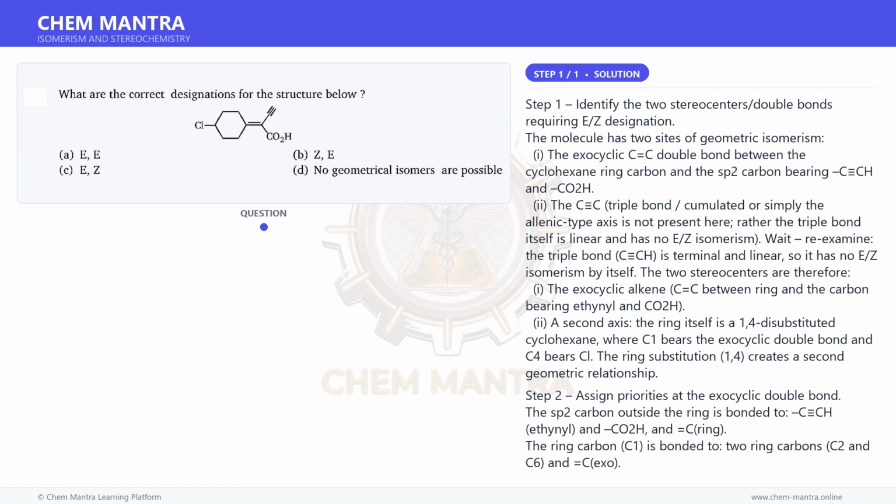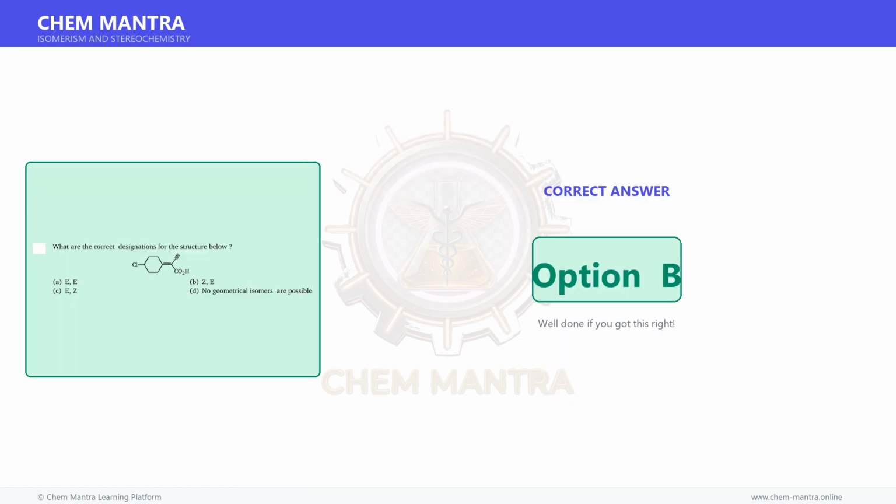Why other options fail? A. E, E: incorrect assignment of the first center. C. E, Z: reverses both assignments. D. Geometrical isomers are possible, since both the exocyclic double bond and the 1,4-disubstituted ring create restricted rotation and geometric relationships. Therefore, the correct answer is B. Therefore, the correct answer is option B.